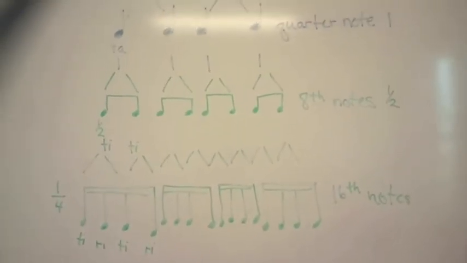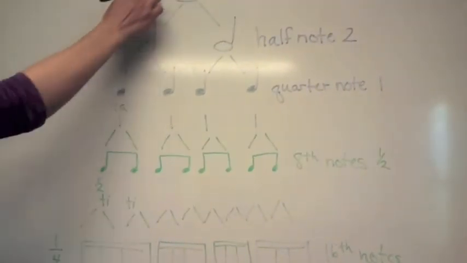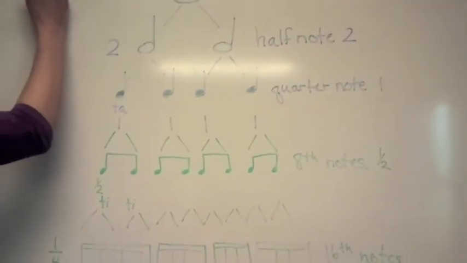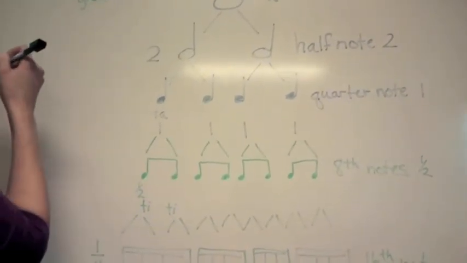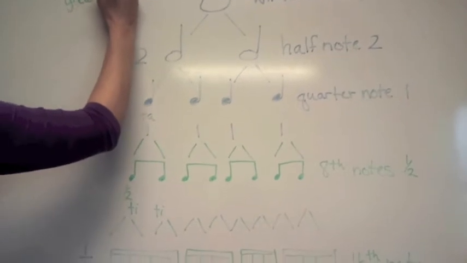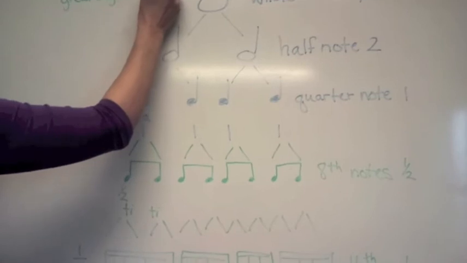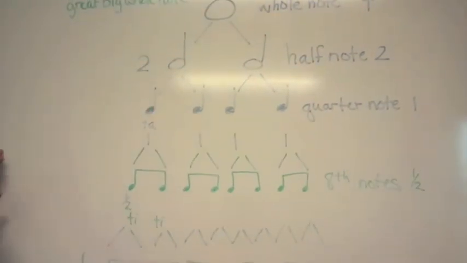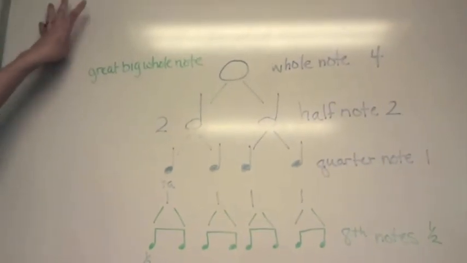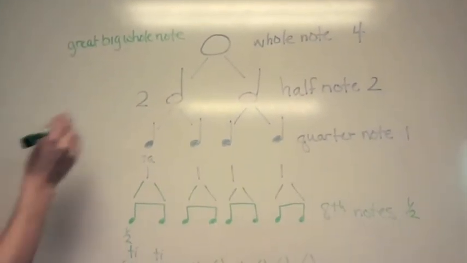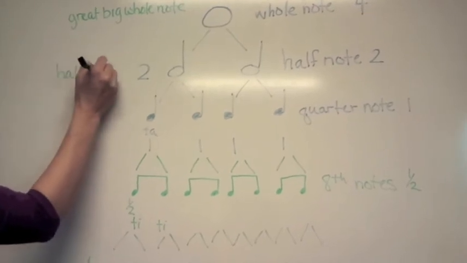So now we just need to decide what we're going to call these. And this is what I use. I apologize if this is elementary, but I teach a lot of young kids. I call this one great big whole note. So that's 4 counts. Great big whole note. That takes me 4 to say that. And for this one, I just say half note.